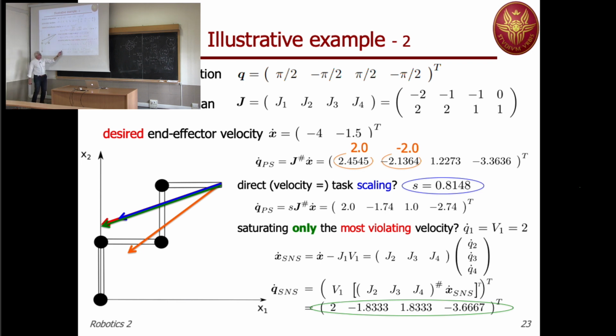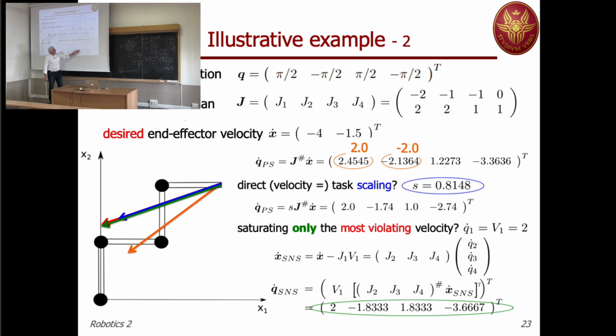And in fact, the final solution q dot SNS will have q1 dot fixed at its saturated value. This was recognized from the first solution. And then you take the pseudo-inverse of this restricted Jacobian times the modified task, which takes into account that something has already been performed by the first joint in saturation. This is written as a row, but in fact it should be a column. So this is the first component, and this is the last 3 components once you transpose this term. So the final result will be this one in green.